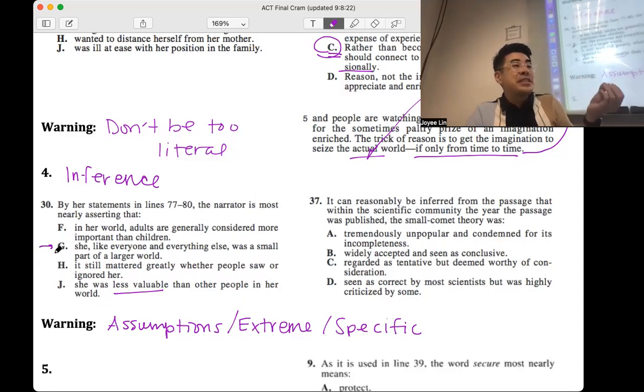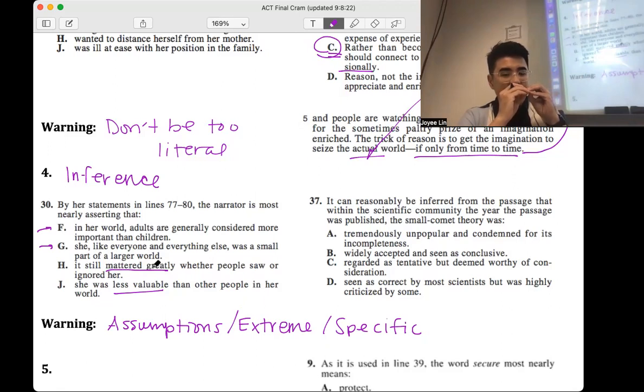F, right? Generally considered, right? We have those types of words. Generally. And then it still mattered greatly, right? We have these opinion ones. Those opinion ones are harder to prove. You could get really opinionated passages, right? But we want to go for more general language that doesn't make those assumptions.